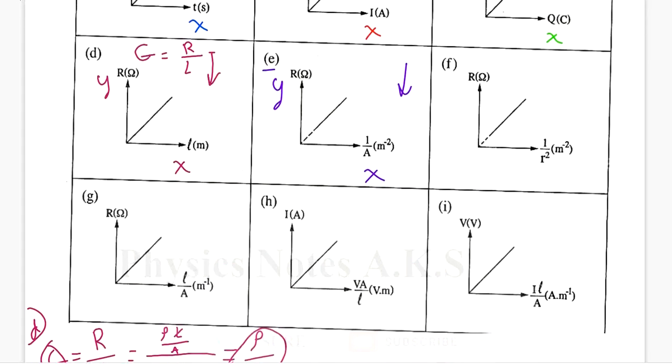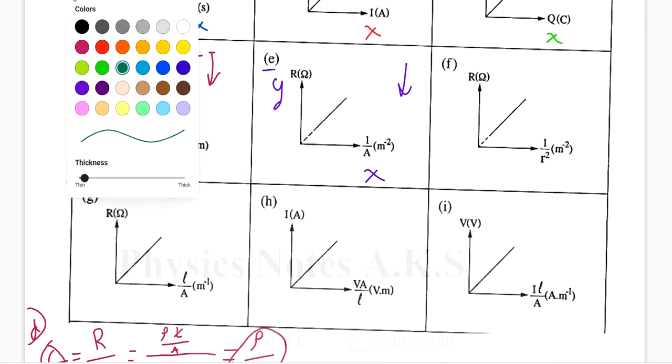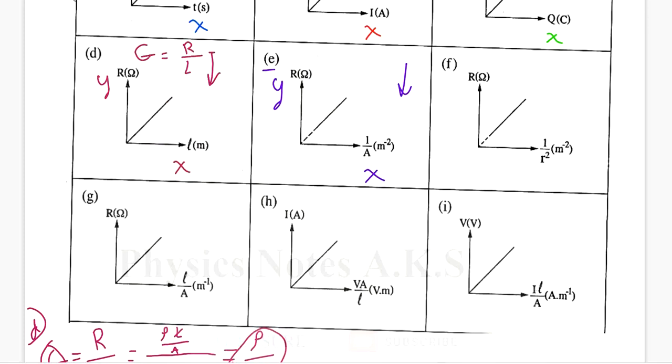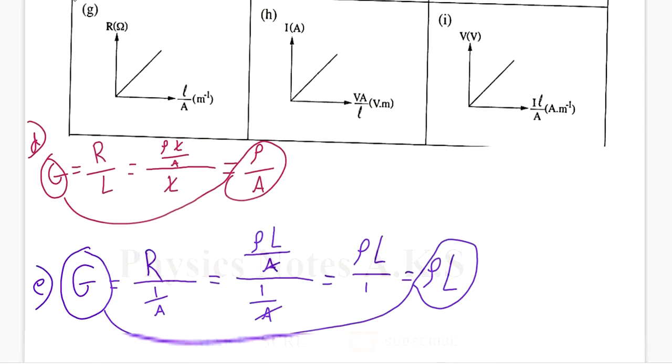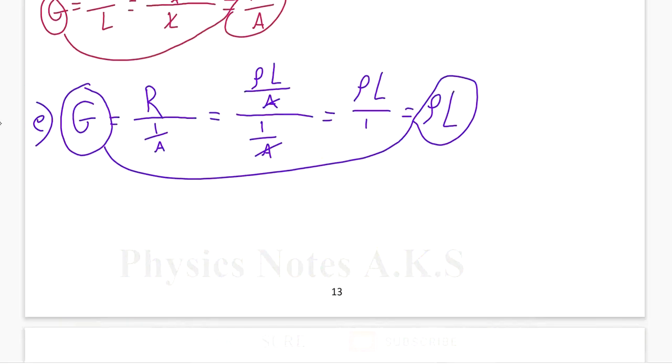Let's go to part F. In part F, the y is resistance and the x is 1 over r squared. Small r here, since notice it is meter to the power of minus 2, is the radius of the wire. Let's go down here. So this is F.